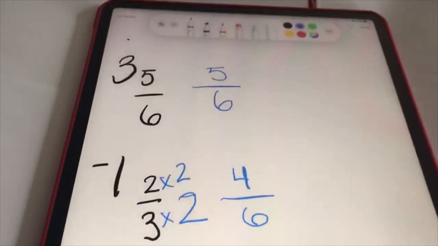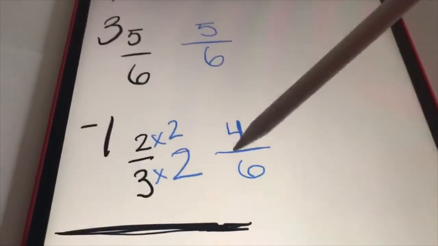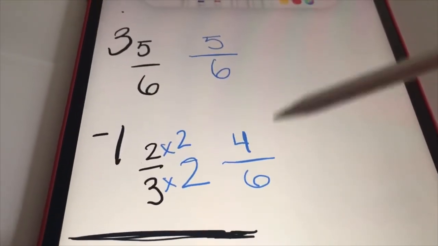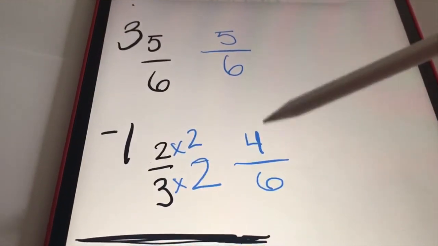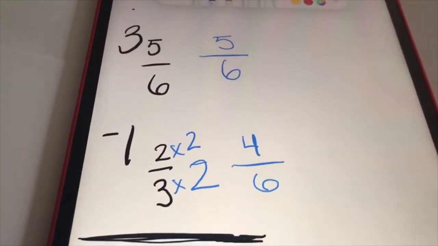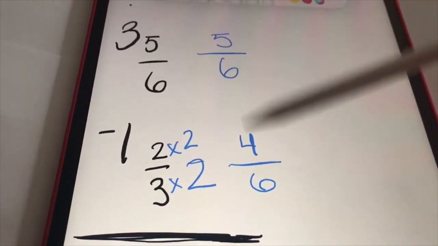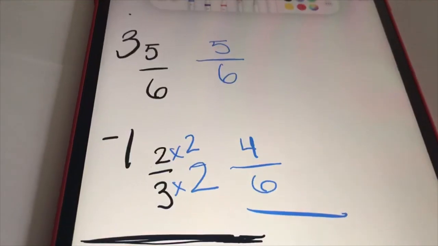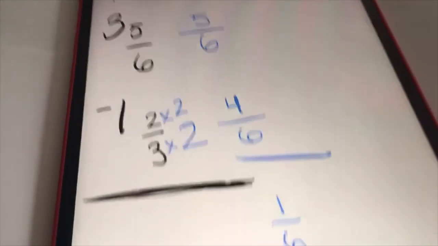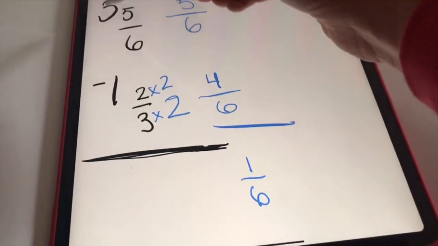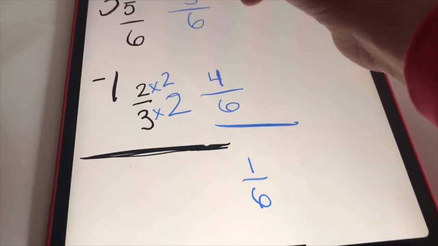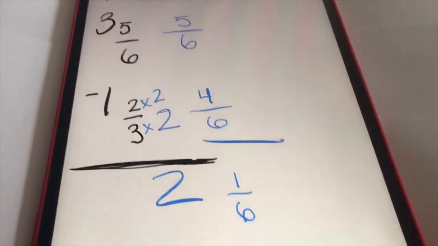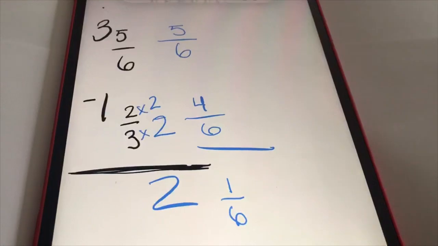So here's a good way to check to make sure that you can subtract 4/6 from 5/6. Well, this is an easier way to know that this number is larger than this number because 5 is greater than 4. So can I subtract 4/6 from 5/6? I sure can. And when I do that, I get 1/6. Okay? So don't forget though, you also need to subtract your whole numbers. So 3 minus 1 is 2. All right, so my final answer is 2 and 1/6.